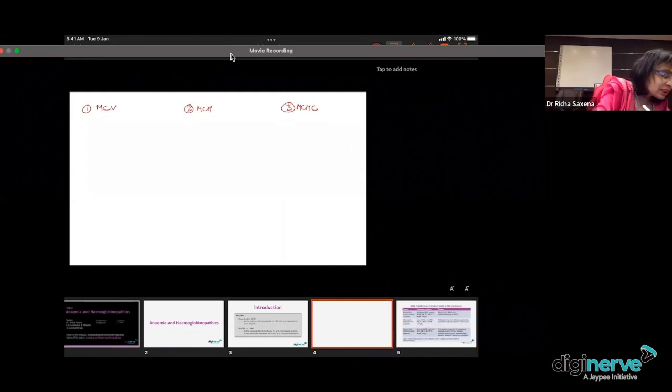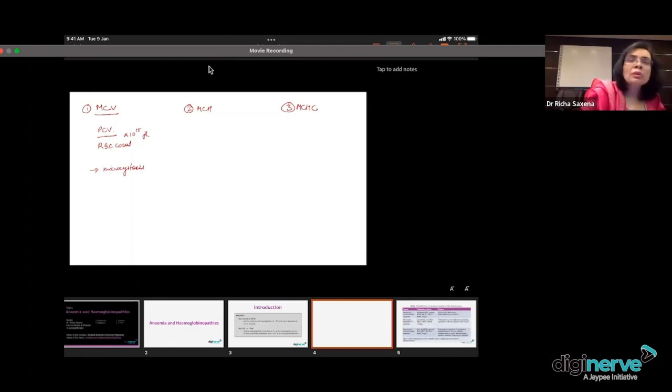So how do you measure MCV? MCV is the packed cell volume divided by your red cell count, and this into 10 power 15. So this is in terms of femtoliter. So this will tell you, if MCV is reduced, it tells you that the size of the RBCs is small, or it is microcytosis. And if MCV is increased, how much is the normal MCV?